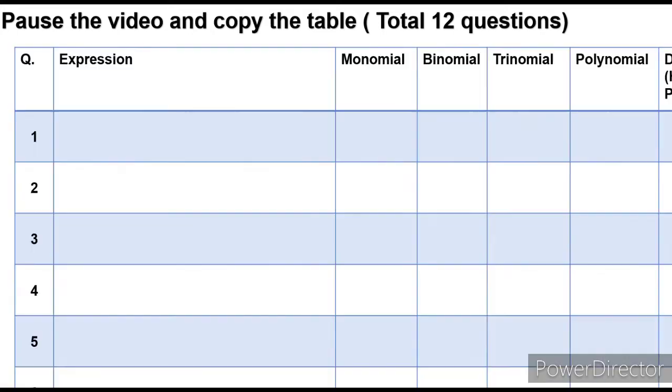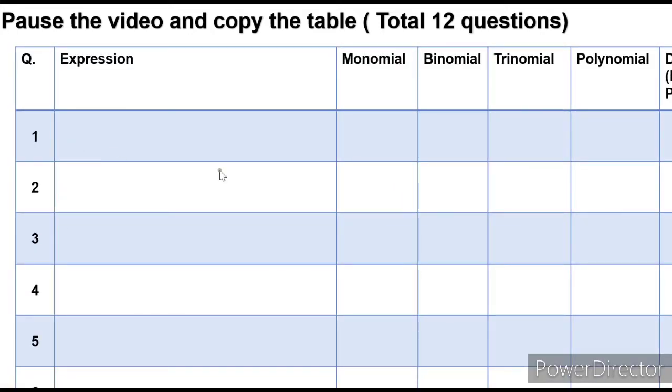I believe you are good to go with the very first exercise given in the textbook. Before that, pause this video and copy the table. There are total 12 questions, and this is what you are supposed to do. I'm going to give you the questions, and basically you have to tick whether it's a monomial, binomial or polynomial, and what is the highest degree over there.